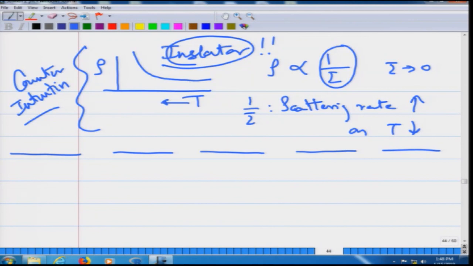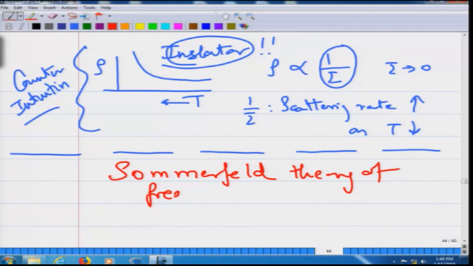The way to go ahead from here, the next topic that we will look at, is Sommerfeld's theory of free electrons in a metal, or Sommerfeld's model of free electrons in a metal. So, this is what we will now start discussing.